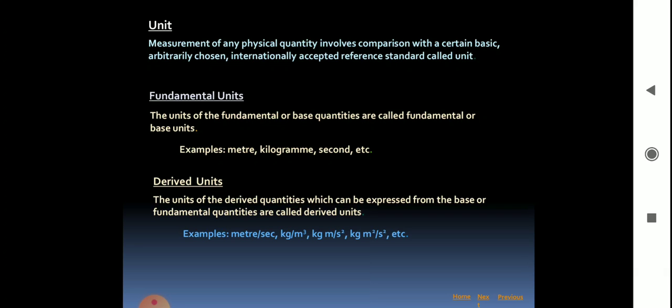For example, meter square is a unit for area. Now meter is the fundamental unit and meter square is a derived unit. So here we have a few examples. Kg per meter cube: kg and meter are base units, so kg per meter cube is a derived unit. So those are examples of derived units.